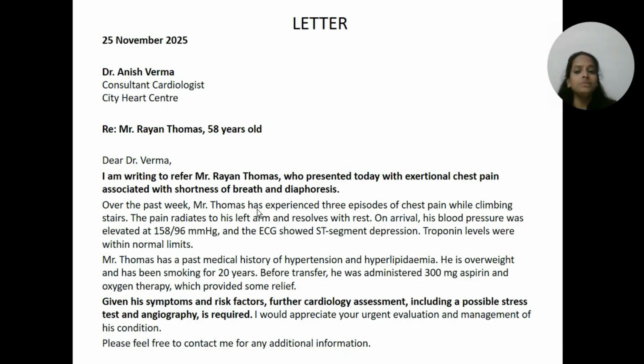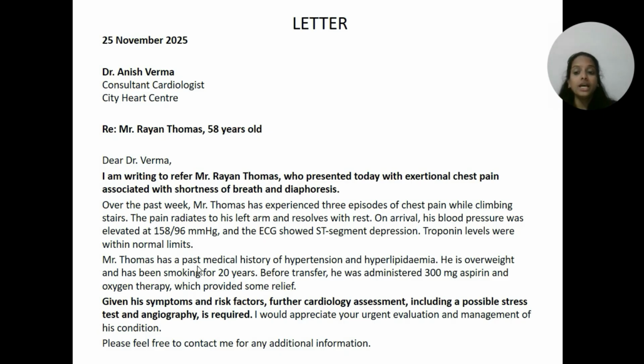Over the past week, Mr. Thomas has experienced 3 episodes of chest pain while climbing stairs. The pain radiates to his left arm and resolves with rest. On arrival, his blood pressure was elevated at 158 per 96 mmHg and the ECG showed ST segment depression. Troponin levels were within normal limits.